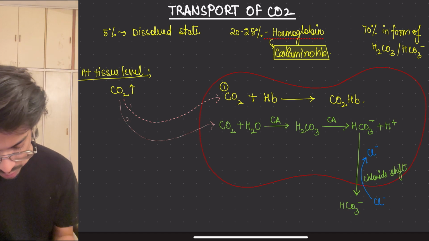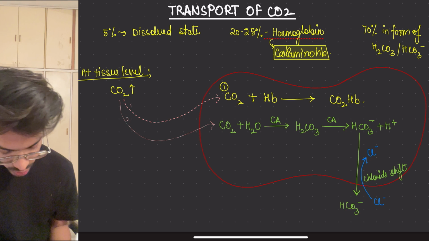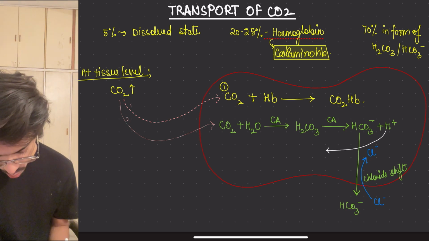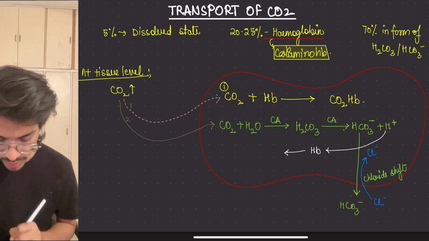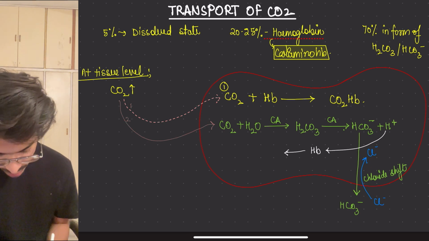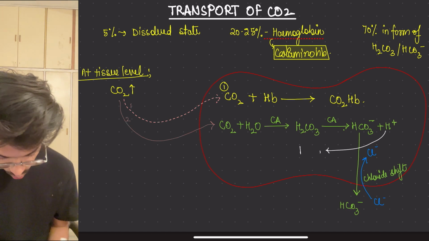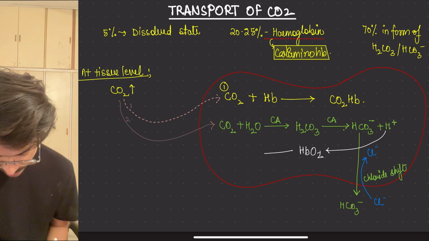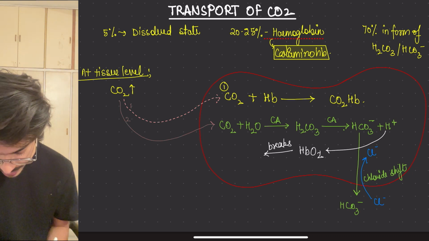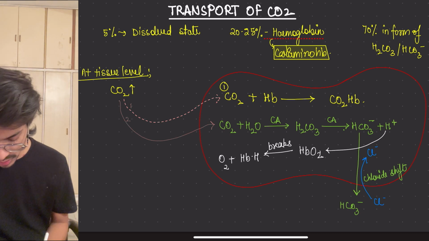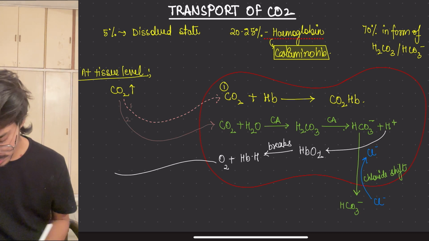Whereas this H positive, what does it do? It goes and binds with hemoglobin, and at tissue level this hemoglobin comes from the oxyhemoglobin. So it will go to oxyhemoglobin and break it. Oxygen will be released and the H positive will join with the hemoglobin. The released oxygen comes out and is given to the tissue.